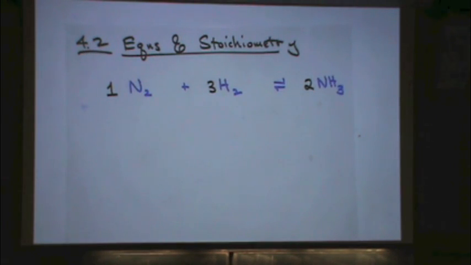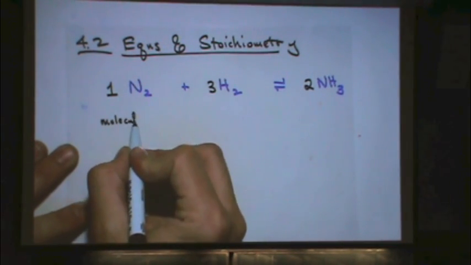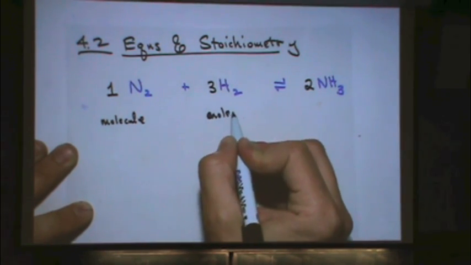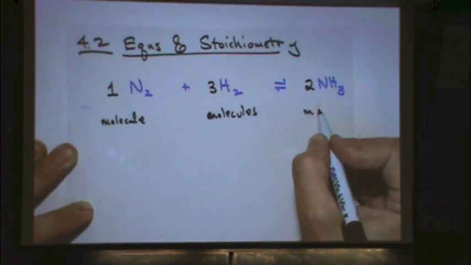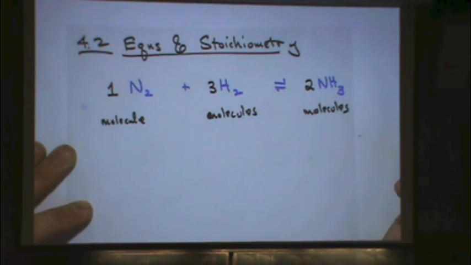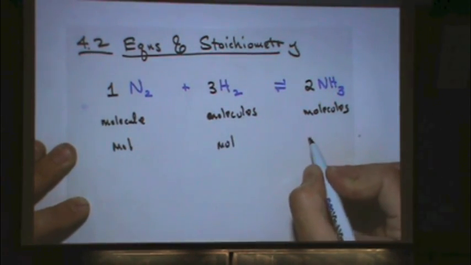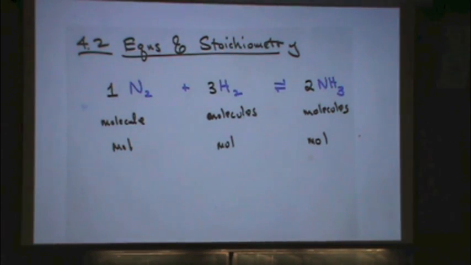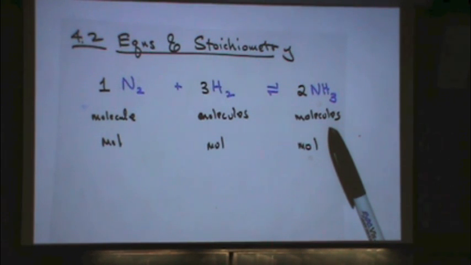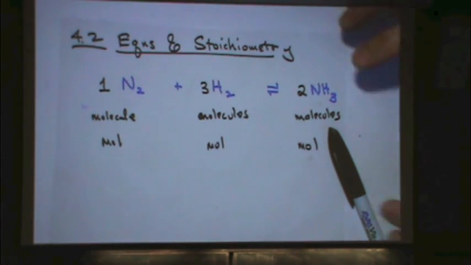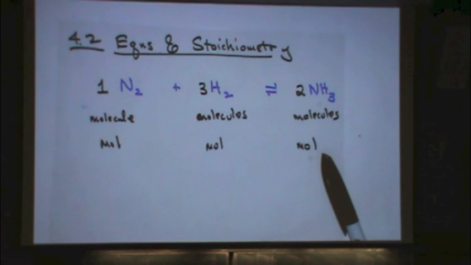Now, what does that 1, 3, and 2 mean? It could mean molecules. So 1 molecule of N2 and 3 molecules of H2 react to form 2 molecules of NH3 in the forward direction. But it can also mean 1 mole of N2 with 3 moles of H2 react to form 2 moles of NH3. If you're talking about molecules, you're talking about a microscopic look at the reaction, a small look. Talking about moles, we're talking about a big, zoomed out look, macroscopic. Most of the time in our class, we're going to be talking macroscopic or moles, relatively large amounts that you can potentially see with your eye. Okay?